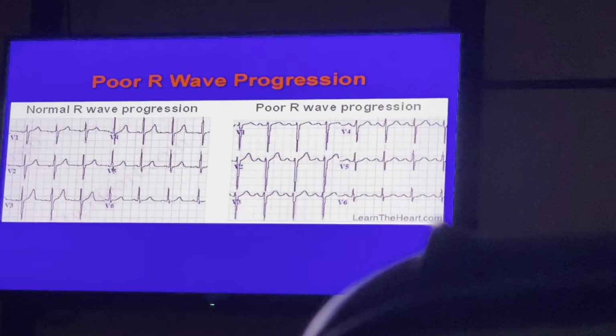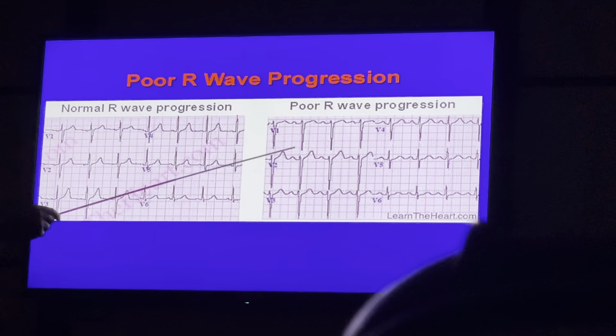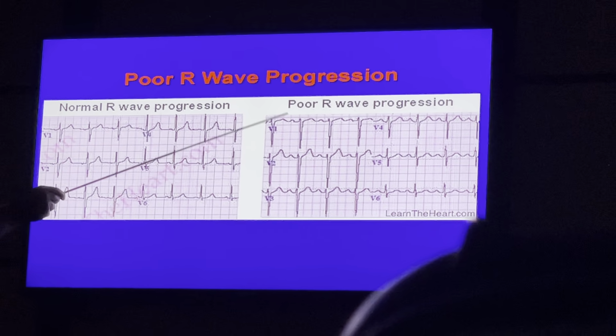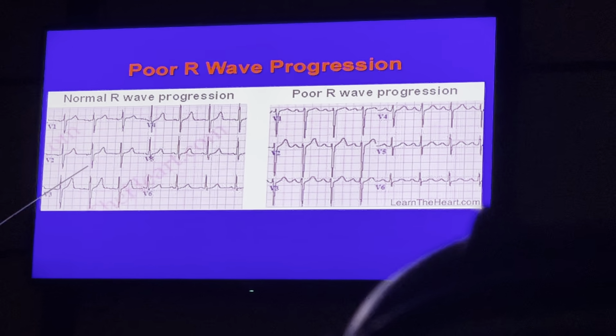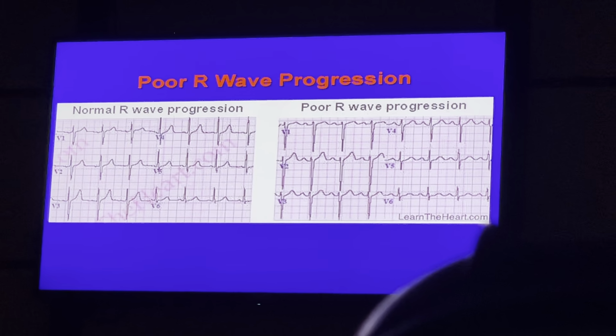So next, this is the poor progression of R wave. You see in V1 to V3, the R wave stays the same. Here, the R wave is progressively increasing. Next.